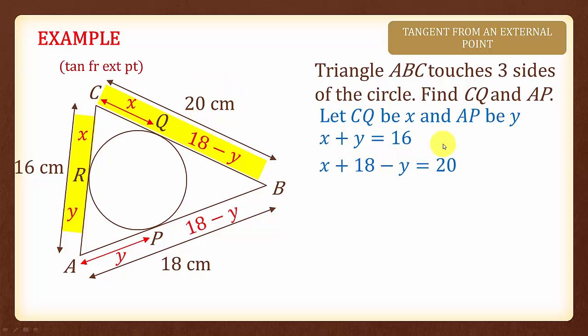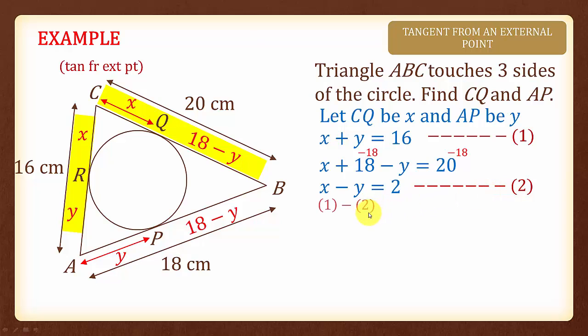Given these two equations here, do you know how we can solve this? Yes, we'll use simultaneous equations. We'll simplify the second equation first by subtracting 18 on both sides. And we'll have x minus y equals 2. Let this be equation 1 and this be equation 2. To solve these simultaneous equations, we will use equation 1 minus equation 2.